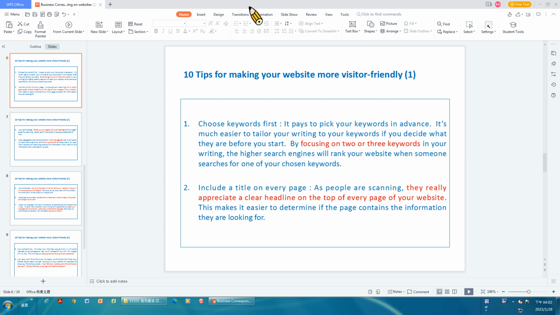Tip number 2. Include a title on every page. As people are scanning, they really appreciate a clear headline on the top of every page of your website. This makes it easier to determine if the page contains the information they are looking for.